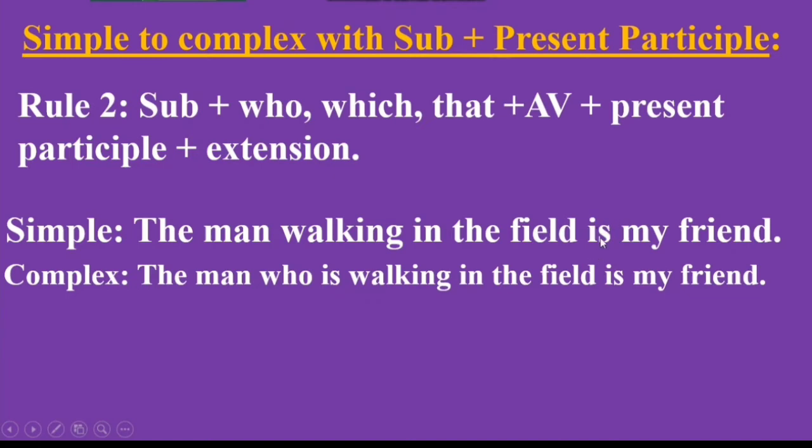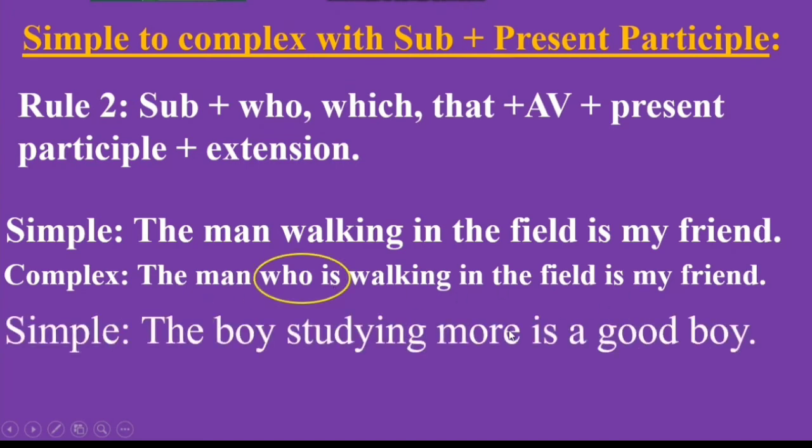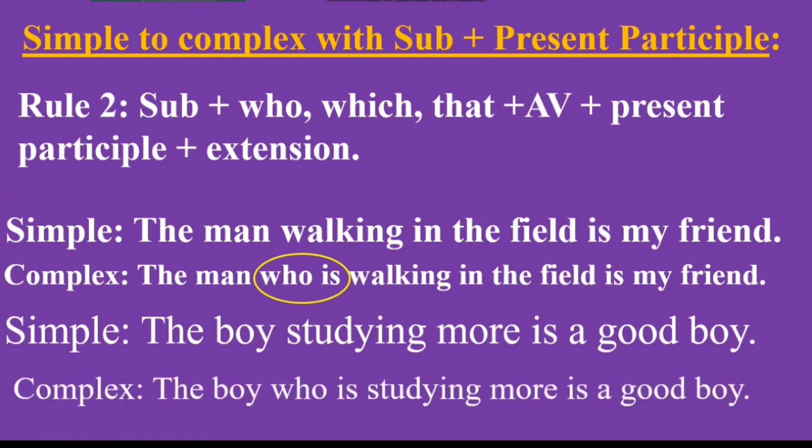If the sentence is in present tense, we use am, is, are, or if the sentence is past tense, we use was, were. So this is a very easy rule. We only need a relative pronoun and then an auxiliary verb. There is no change. Look, another sentence: the boy studying more is a good boy. Complex: the boy who is studying more is a good boy.